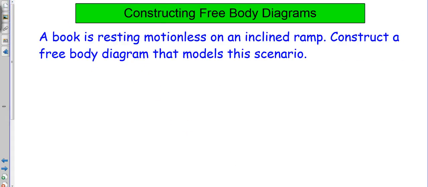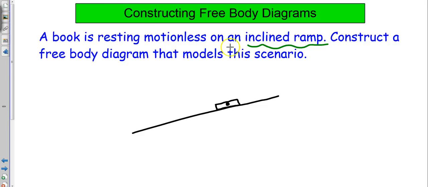All right, last thing we're going to take a look at, and that is the same book resting motionless now, not on a flat table, but on an inclined ramp. Okay, so we want to construct this free body diagram. Here's my inclined ramp. Here is my book. There's my center of mass. And so we want to construct this free body diagram that models everything that's going on.